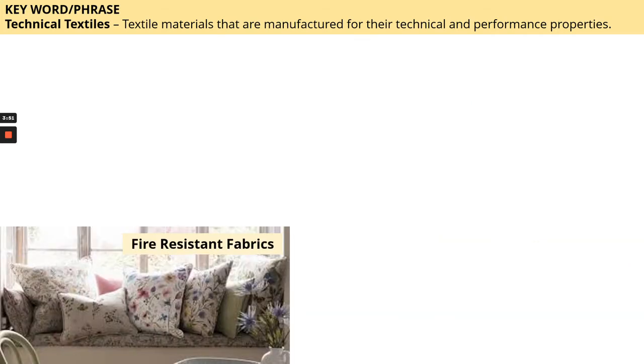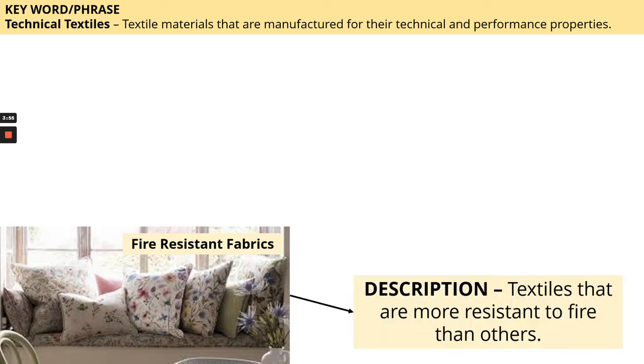Fantastic. The next one are fire-resistant fabrics. These are quite self-explanatory. They are textiles that are more resistant to fire than others. So if you had a cushion or pillow case made from felt, and then you had another one made of a fire-resistant fabric, or let's say one t-shirt made out of cotton, the one that isn't fire resistant will burn a lot quicker and set fire a lot quicker.